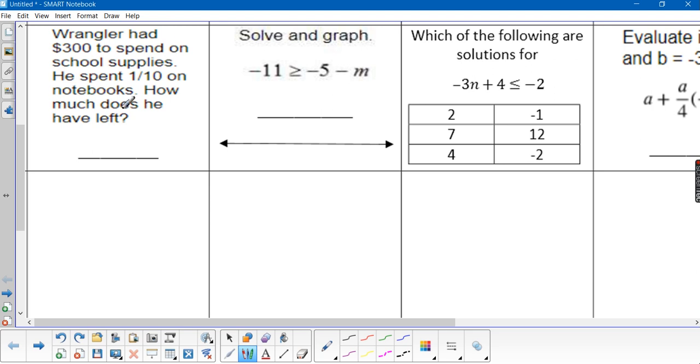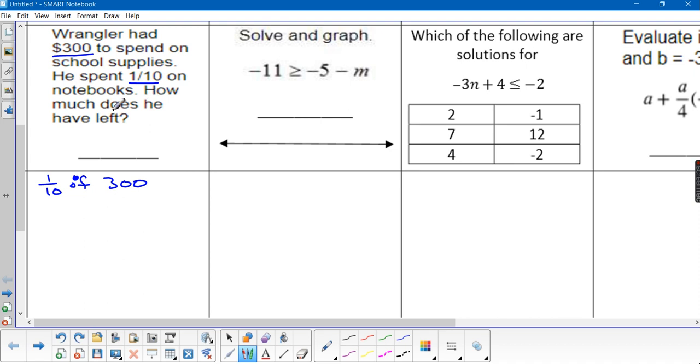Okay, let's pick out some information. How much money did he have? He had $300 to spend on school supplies. He spent 1/10, so they're wanting to know what, and this is a good statement to write, 1/10 of $300 is. We all know what the "of" word means. It means for us to multiply. So you can put your big dot right there.